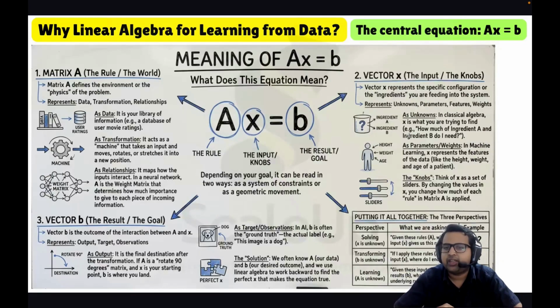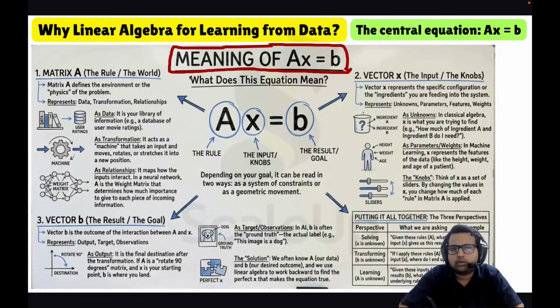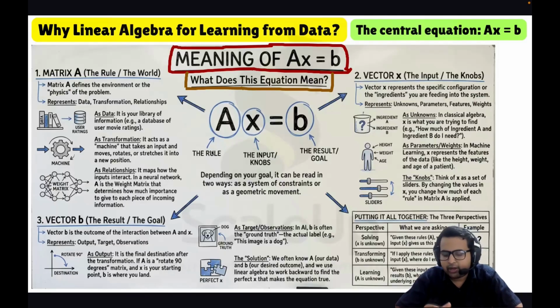We will discuss the central equation of linear algebra, Ax = b. First, let us understand the meaning of Ax = b. What does this equation mean? In linear algebra, Ax = b is not just a formula, it is a mathematical sentence. Depending on your goal, it can be read in two ways. It can be a system of constraints or a geometric movement.